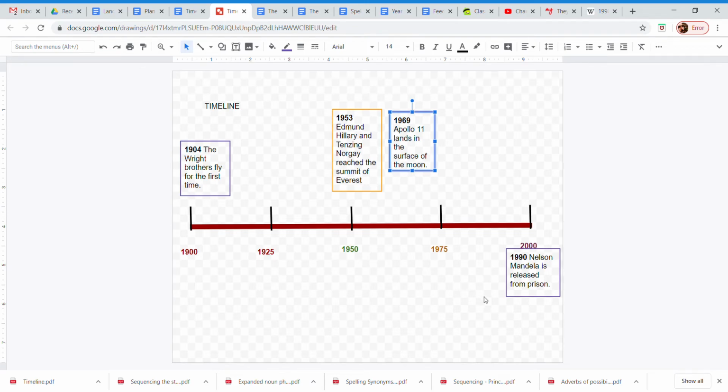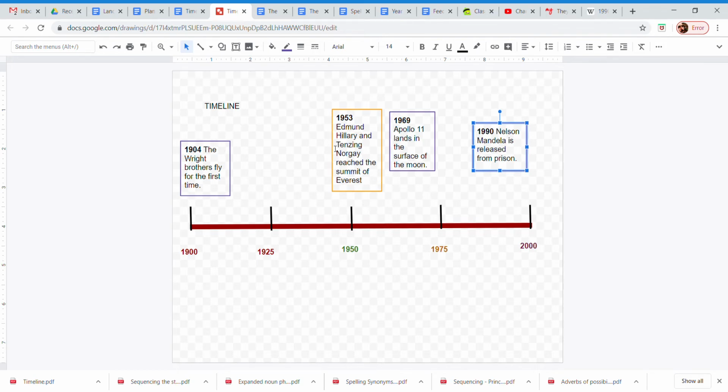And the last event I picked from the 20th century, the 1900s, is Nelson Mandela being released from prison. He fought for equality in South Africa, and he was put in prison for, I believe, 27 years. But in 1990, he was released. So I think that fits perfectly around here. So this is my timeline of events of the 1900s.